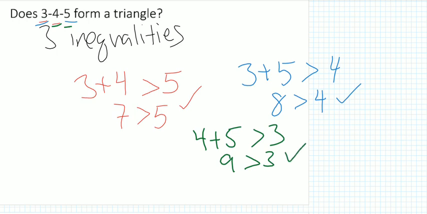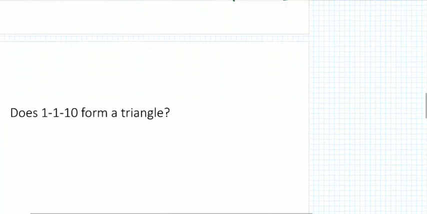That's true as well. So notice how we got three trues. So therefore, does 3, 4, 5 form a triangle? My answer comes out to be yes. So the triangle inequality theorem is just a very mathematical way of trying to see, does it form a triangle?